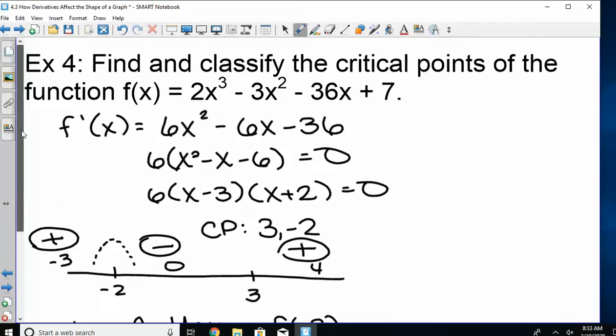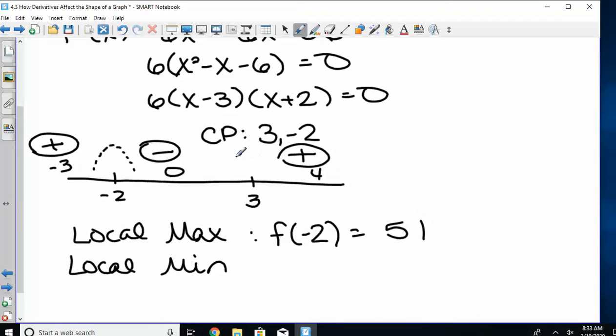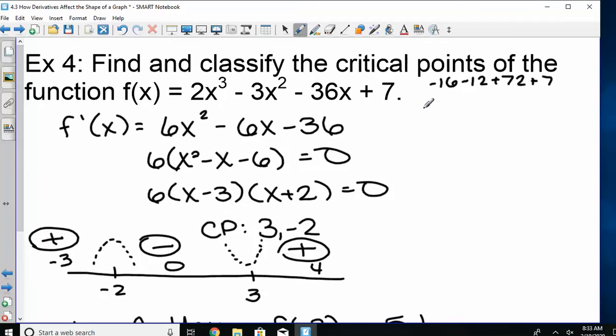Okay, find your y values, plug that into the original. 2 times -8. $51. Okay, at 3 it went from decreasing to increasing, so that is local min. So if you put a 3 in there, 3 to the 3rd is 27, times 2 is 54.